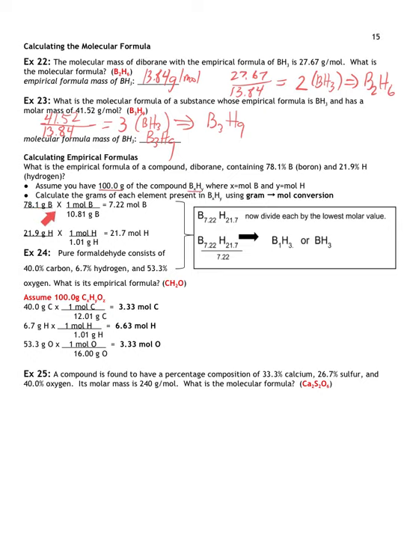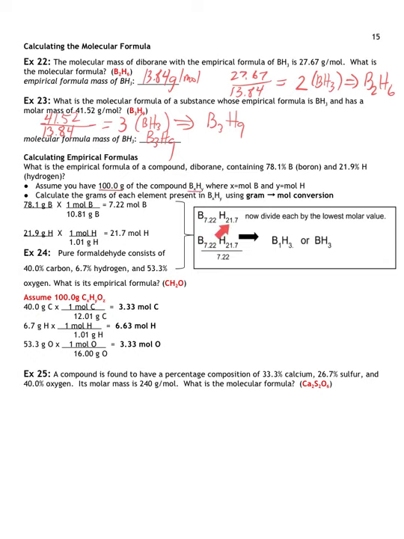Now we want to convert it to moles because that X represents the moles of boron. So converting our grams to moles, we do a simple molar mass conversion, and we get 7.22 moles of boron. We do the same thing for hydrogen, 21.9 grams of hydrogen divided by the molar mass, you'll get the moles of hydrogen. Now if you substitute it into the formula, you'll get something that doesn't look familiar to you.